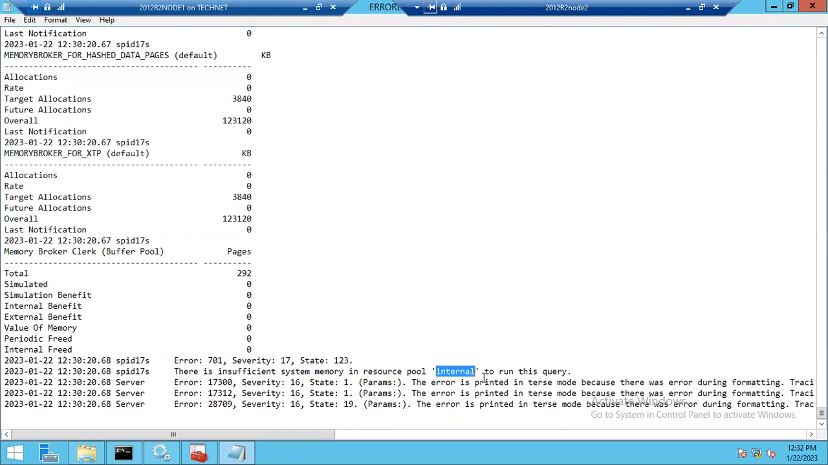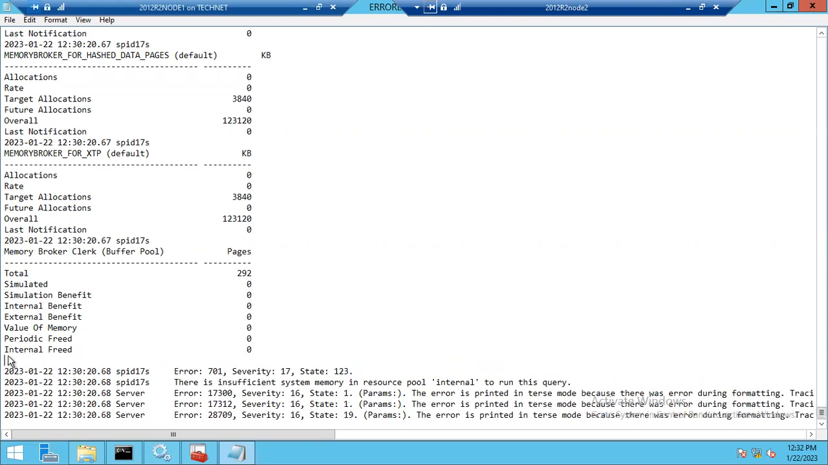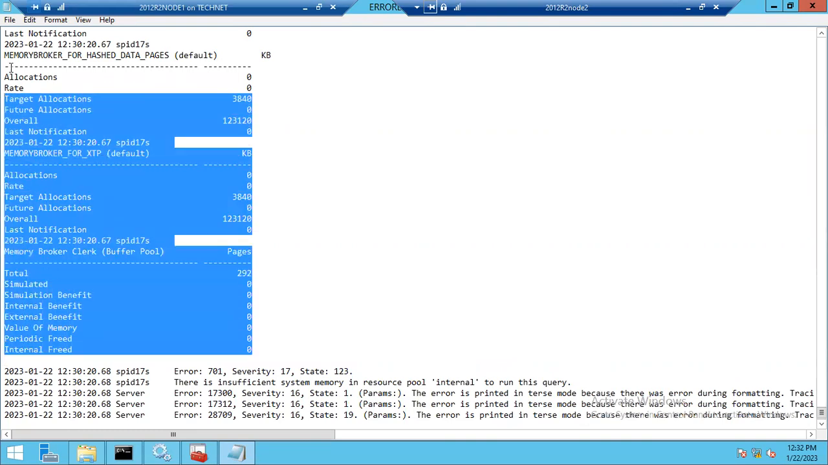It says internal as in it is trying to start the service that needs some internal memory to start. It is not an external or a user query, right? It is just the SQL service we are starting, and it needs some memory to start up, and it is failing, right? And you see here, there is a memory dump generated in the SQL error logs as well.